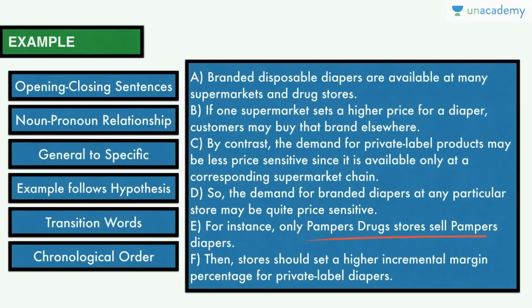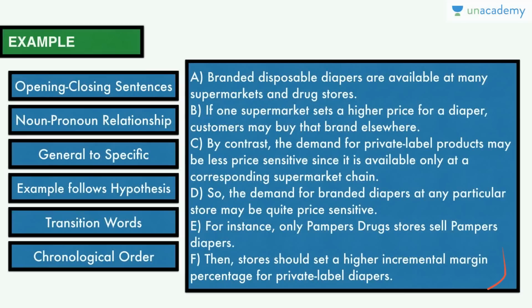We did. Yeah, it is available only at a corresponding supermarket chain. So this part talks of some level of exclusivity. It's for instance, so it has to act as an example to some sentence that precedes it. Okay. Then, stores should set a higher incremental margin percentage for private label diapers. Sounds like an advice, a recommendation should come towards the end. Could be the closing sentence, I don't know.